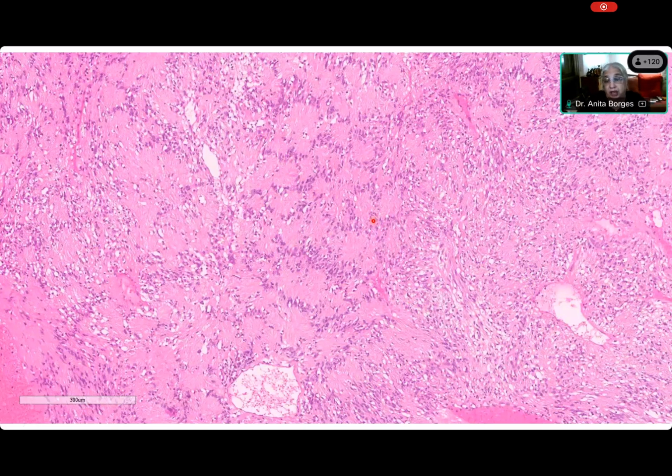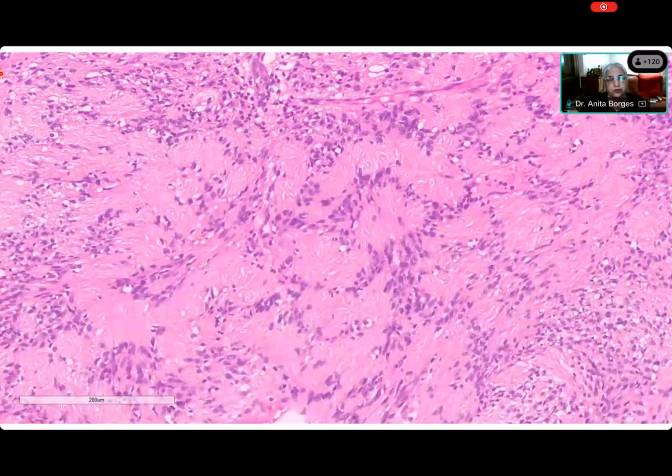These can be quite difficult to diagnose, and they are often referred to as an ancient schwannoma. There's nothing ancient about it. It's just been there long enough to undergo hemorrhage and hyalinization or cystic change. Okay, so see this beautiful palisading?